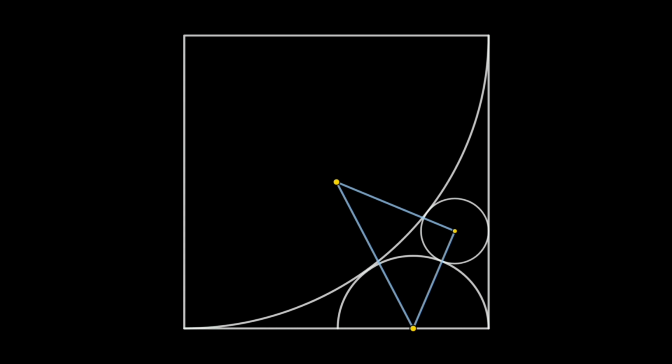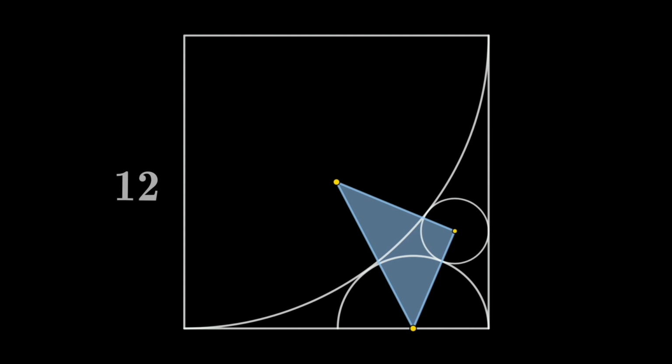So the question over here is to find the area of this particular triangle when the side length of the square is 12 units.